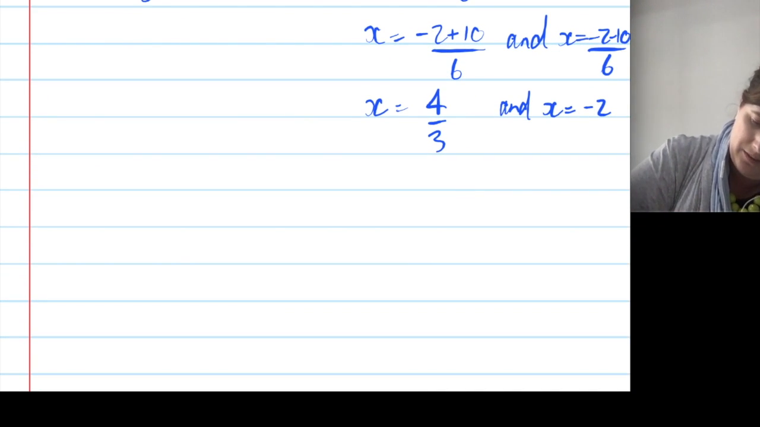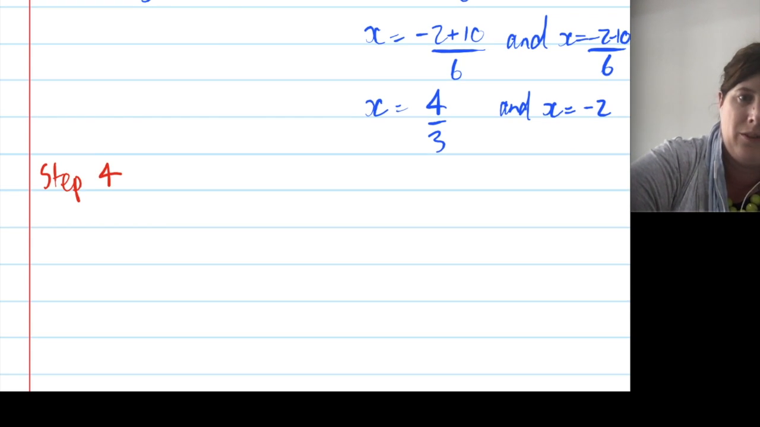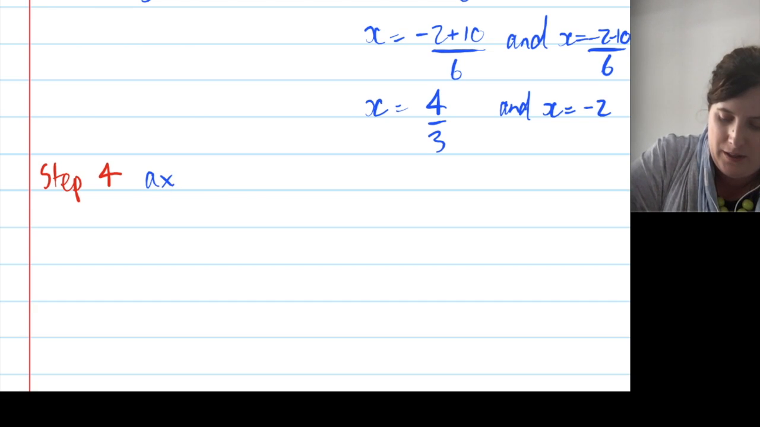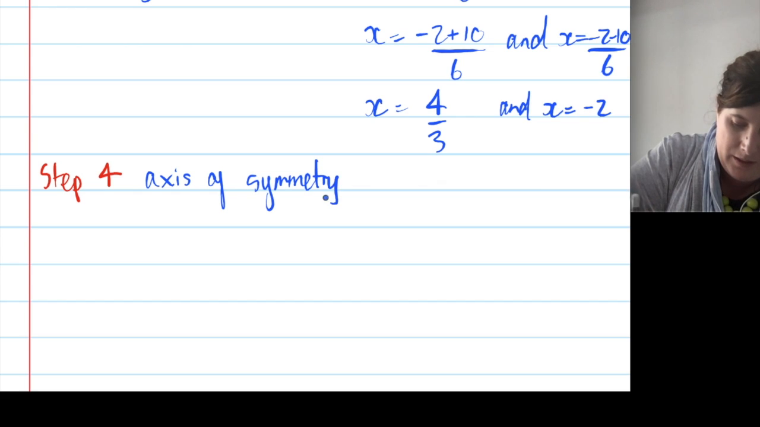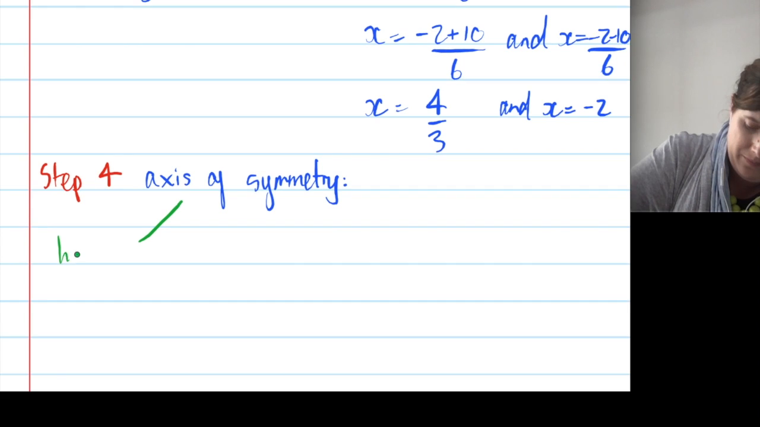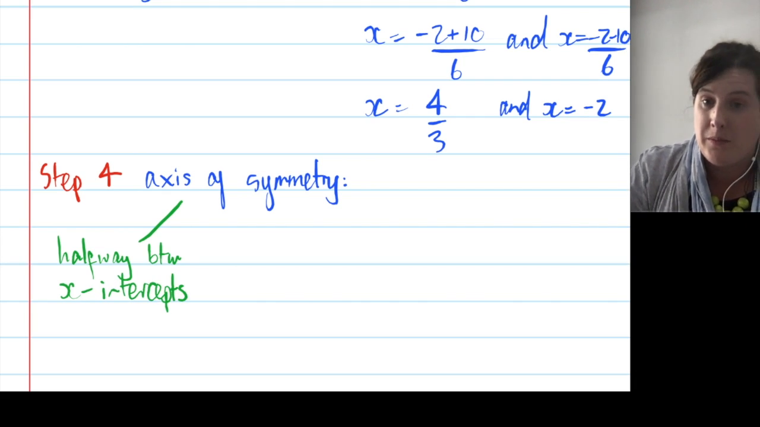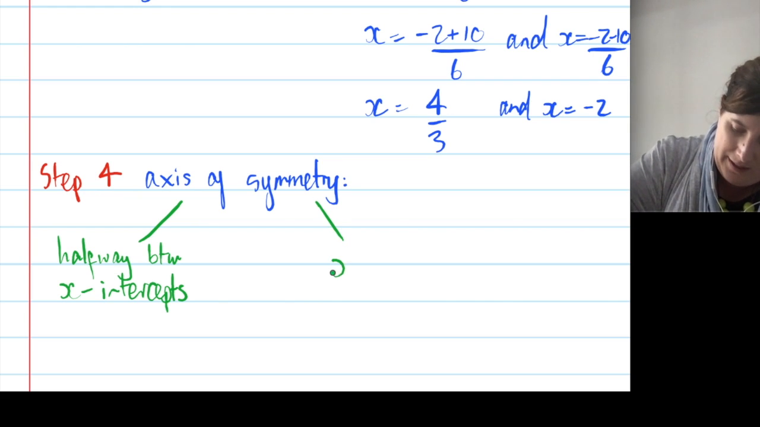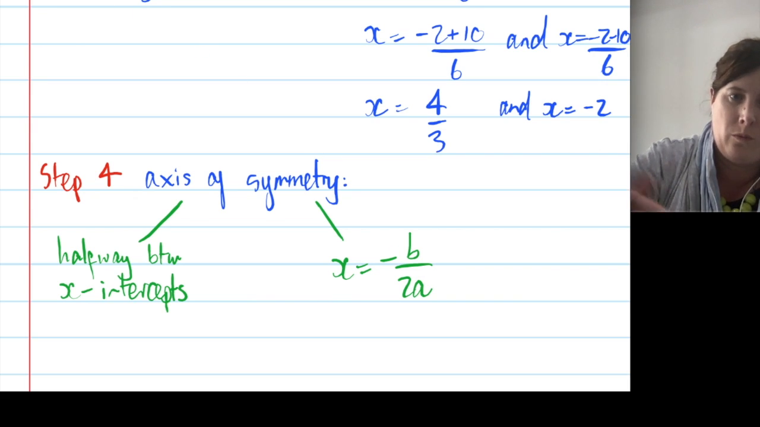Step 4 is axis of symmetry. It's not the axis of evil or the axis of awesome, it's the axis of symmetry. Two ways. Halfway between the x-intercepts, so that's where you plus them together and divide by 2. Or you can do x equals minus b on 2a. This is always the quicker way, I think. It's just another formula to remember though.